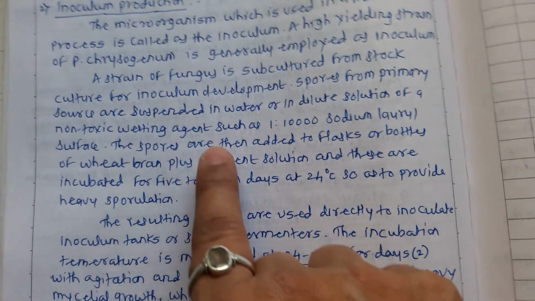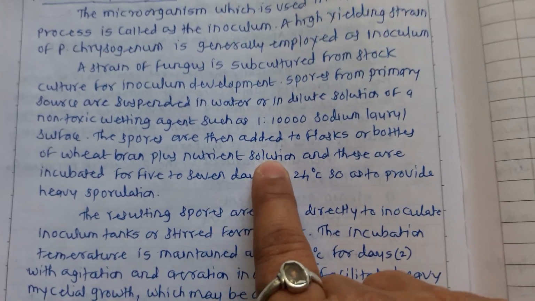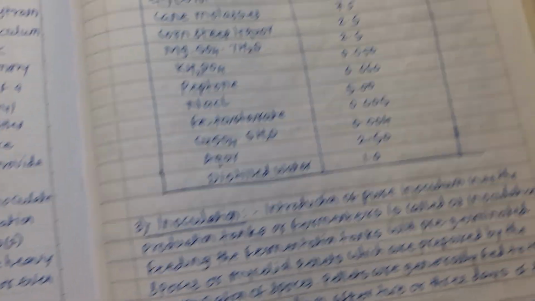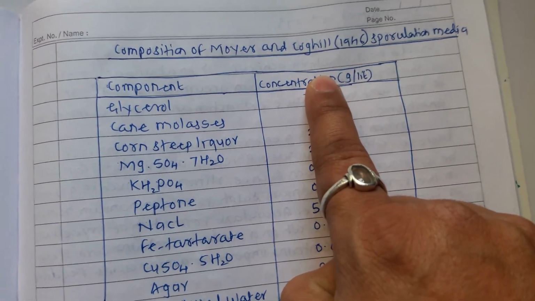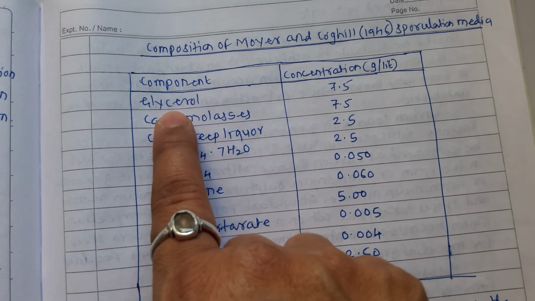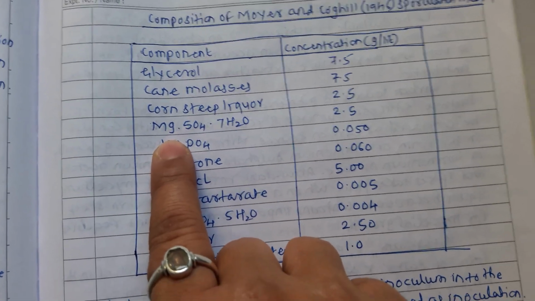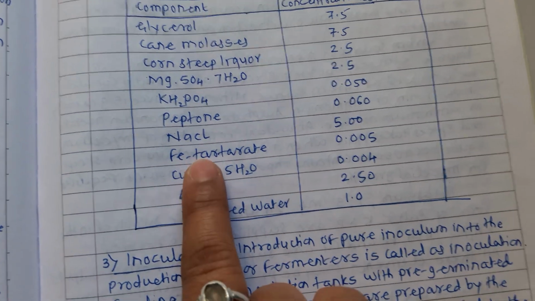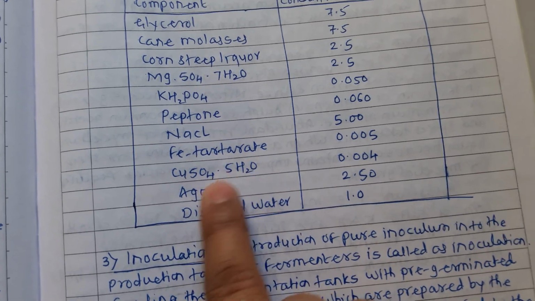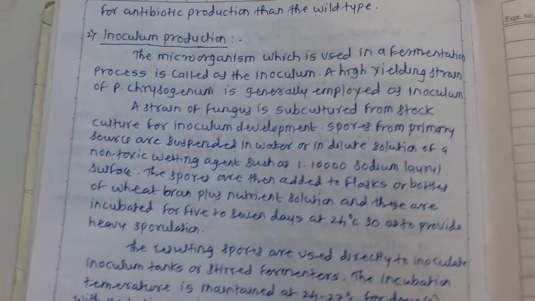For that, the inoculum is grown in a flask in a medium. The medium used for inoculum development is Moyer and Coghill medium. The components used are glycerol, cane molasses, corn steep liquor, magnesium sulfate, potassium dihydrogen phosphate, peptone, sodium chloride, ferrous tartrate, copper sulfate, and agar. These are the components of the medium used for inoculum production.